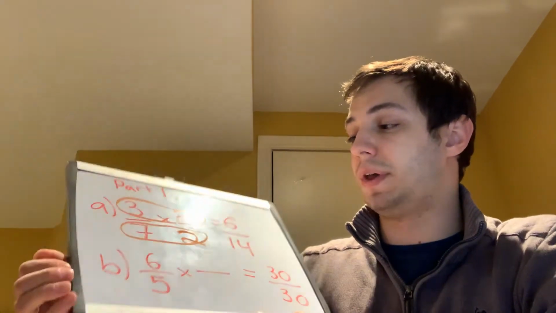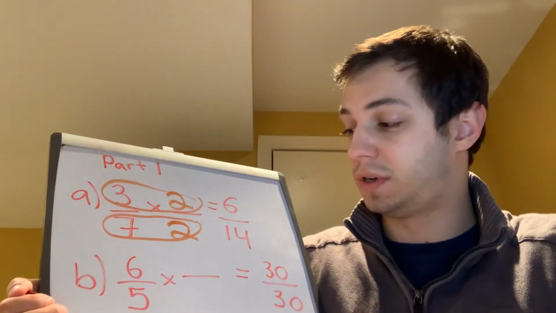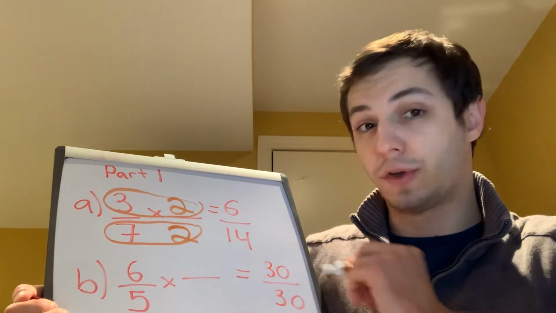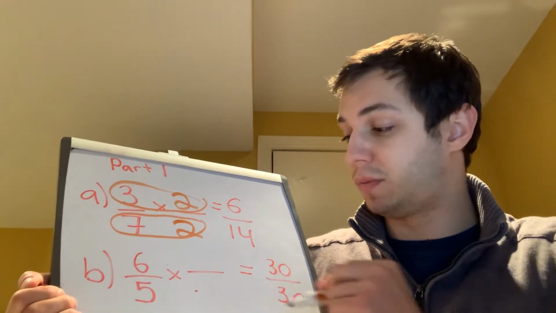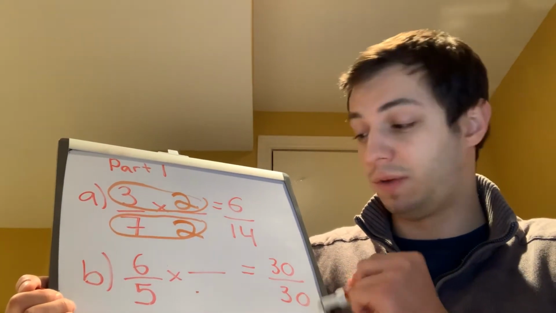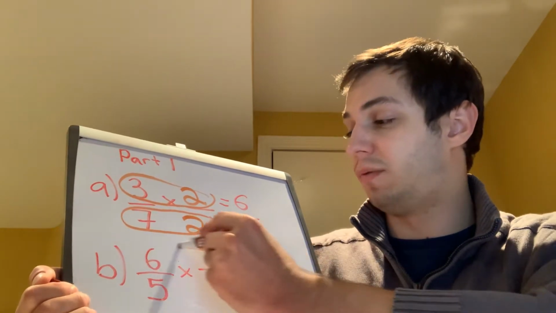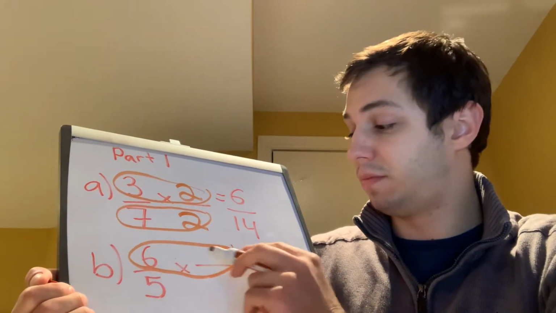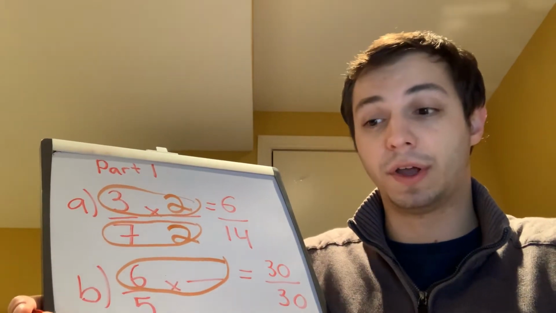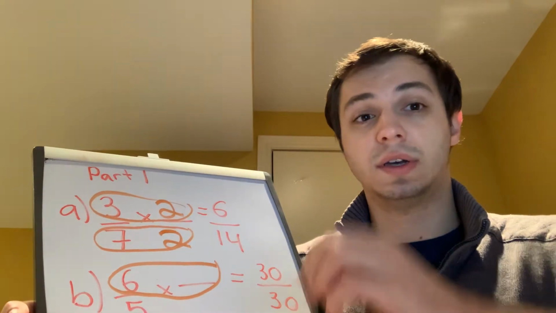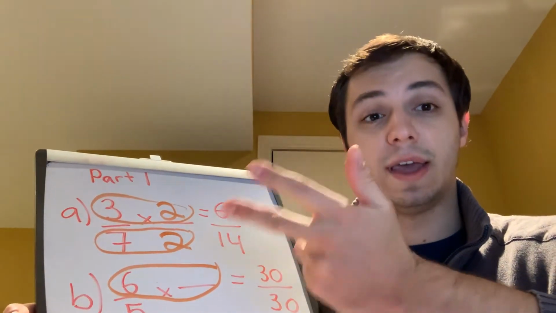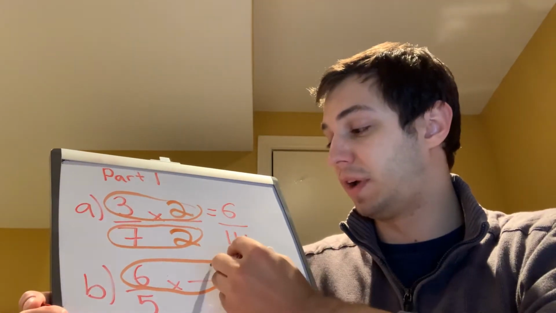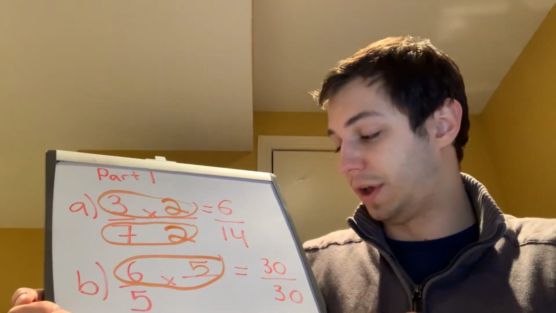If we look at part B, it's the exact same concept. We have to multiply our two top numbers together, which will then equal 30, and then multiply our two bottom numbers together, which will give us 30 once again. Our first step is to multiply 6 by what number will give us 30. So we can skip count by 6's. 6, 12, 18, 24, 30. Right, so we know that 6 multiplied by 5 will give us 30.